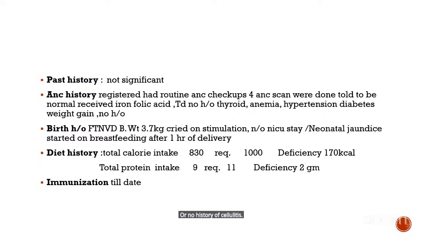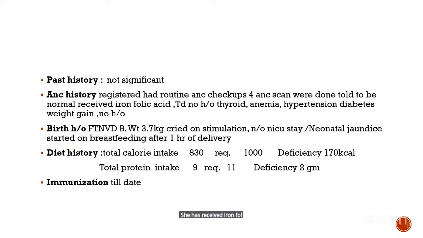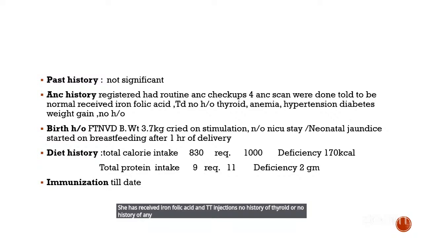Past history is not significant. ANC history: the mother was registered and routinely visited for ANC checkups, and four ANC scans were done, which were told to be normal. She has received iron folic acid and TT injections. No history of any thyroid problem, anemia or hypertension.